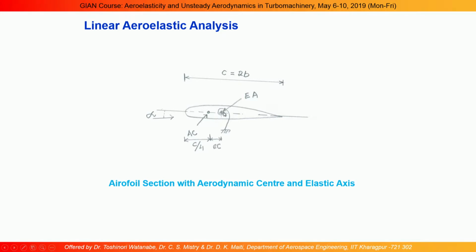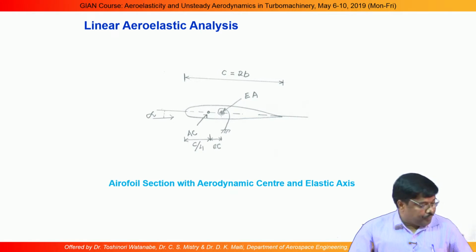We have an elastic axis about which it rotates, and on the elastic axis I have just mounted a spring. That spring constant is k theta, and there is an aerodynamic center. When we consider steady aerodynamic load, that load acts from the quarter chord point, which we call the aerodynamic center. Then there is an eccentricity from the aerodynamic center to the elastic axis, which we define as e times c, where e is the eccentricity multiplied by c.